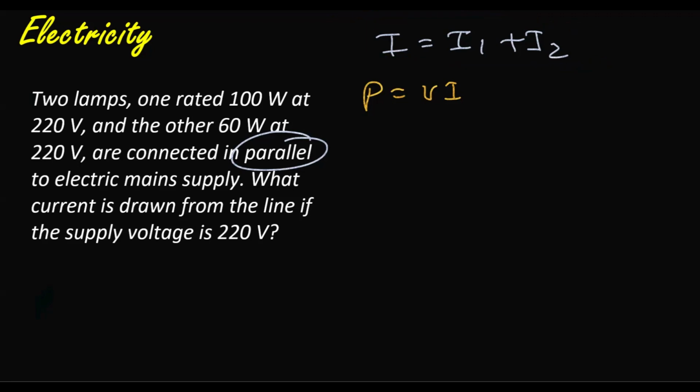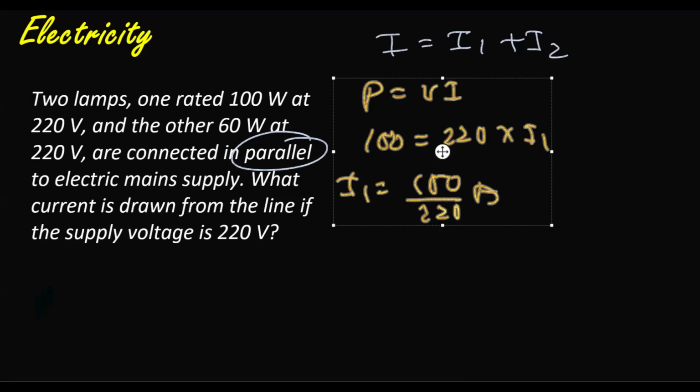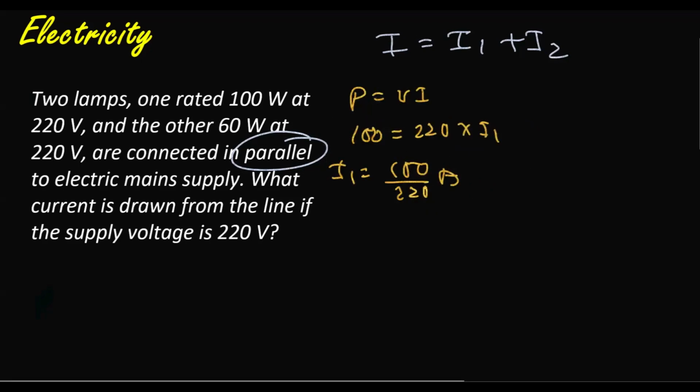Now power in the first case, as I can see, is 100 watt, equal to the voltage 220 times I1. I'm taking I1 here. So I1 comes out to be what? 100 divided by 220 ampere. So we got the current in the first case, that is I1 here. And likewise, I'm going to get the current in the next case.